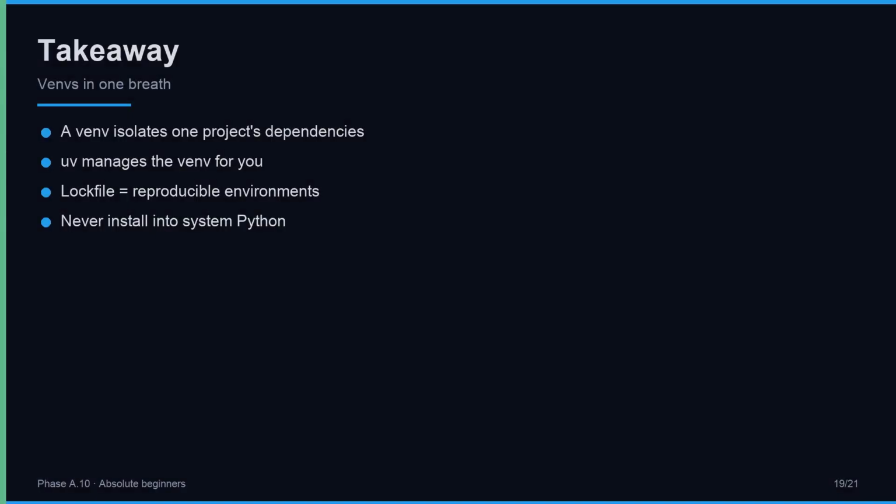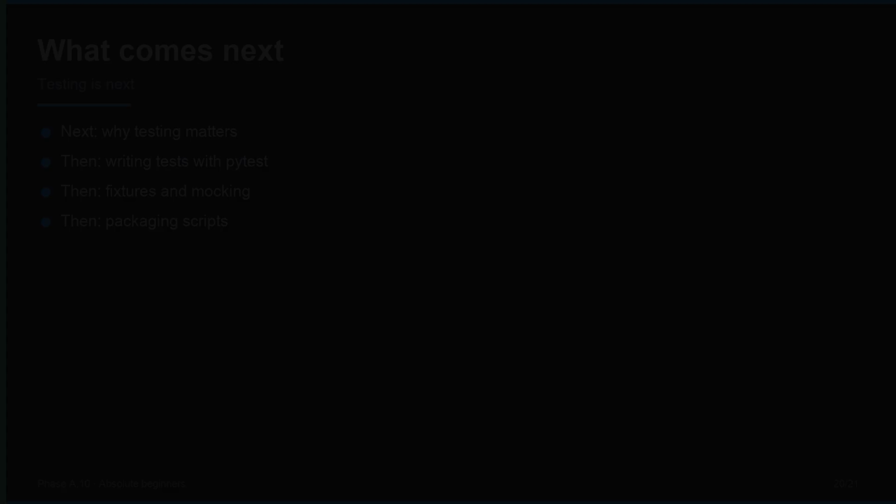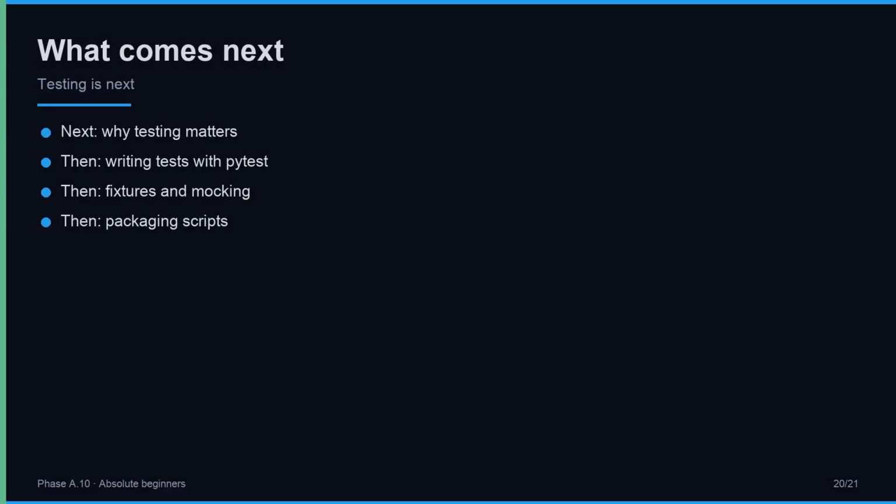Here is the lesson in one breath. A virtual environment isolates one project's dependencies from everything else on your machine. uv manages the venv for you, you almost never touch it by hand. The log file is what makes environments reproducible across machines and across time. And the golden rule: never pip install into system Python. Always use a venv, always commit the log file. Isolate, lock, sync.